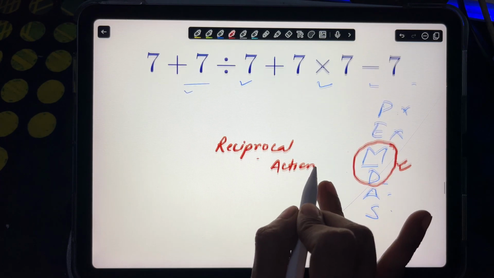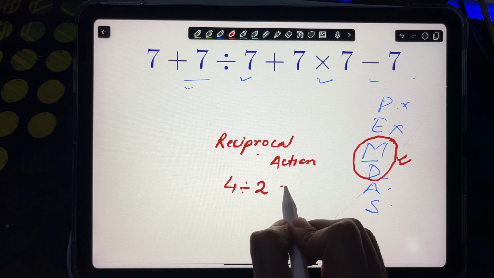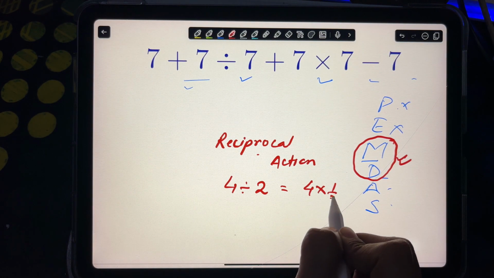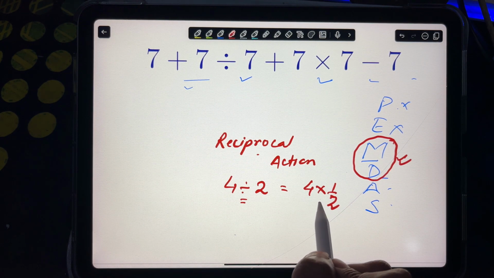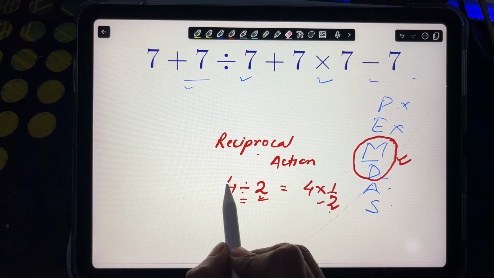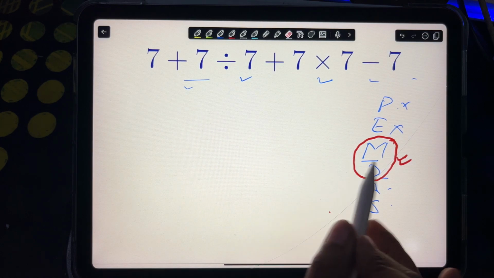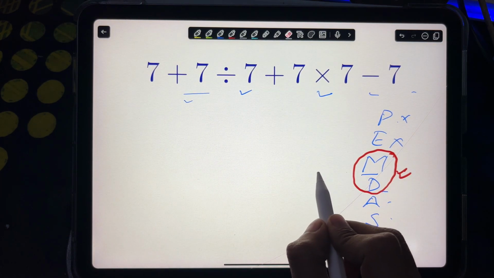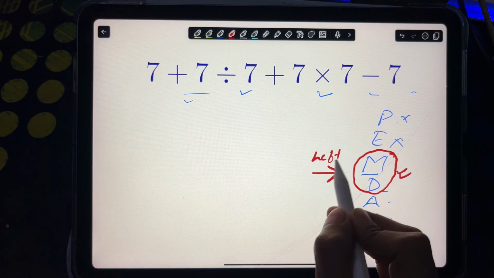How are they reciprocal actions? You see, when you divide a number by a number, 4 divided by 2, it is actually 4 multiplied by 1 upon 2. So division is the reciprocal of multiplication. The number gets inverted, 2 becomes 1 upon 2. So this is called reciprocal action. Therefore, we give them equal priority and we solve them from left to right, whichever comes first.